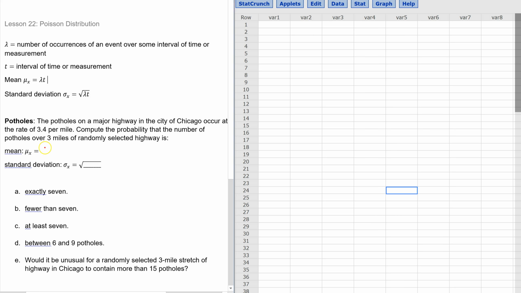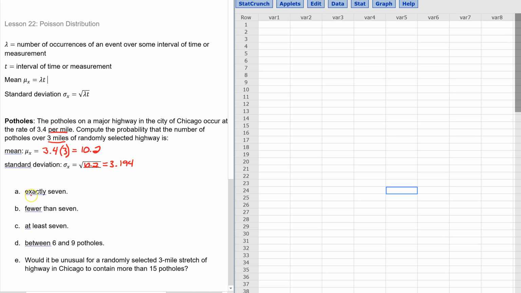I was told that there are 3.4 potholes per mile, but I'm interested in 3 miles, so I need to multiply this by t, the interval of time or measurement. My measurement is 3 miles. Multiplying this together, I get 10.2. My mean is 10.2. I take the square root of 10.2 to get my standard deviation. This is 3.194. And now I can go on to solving this.